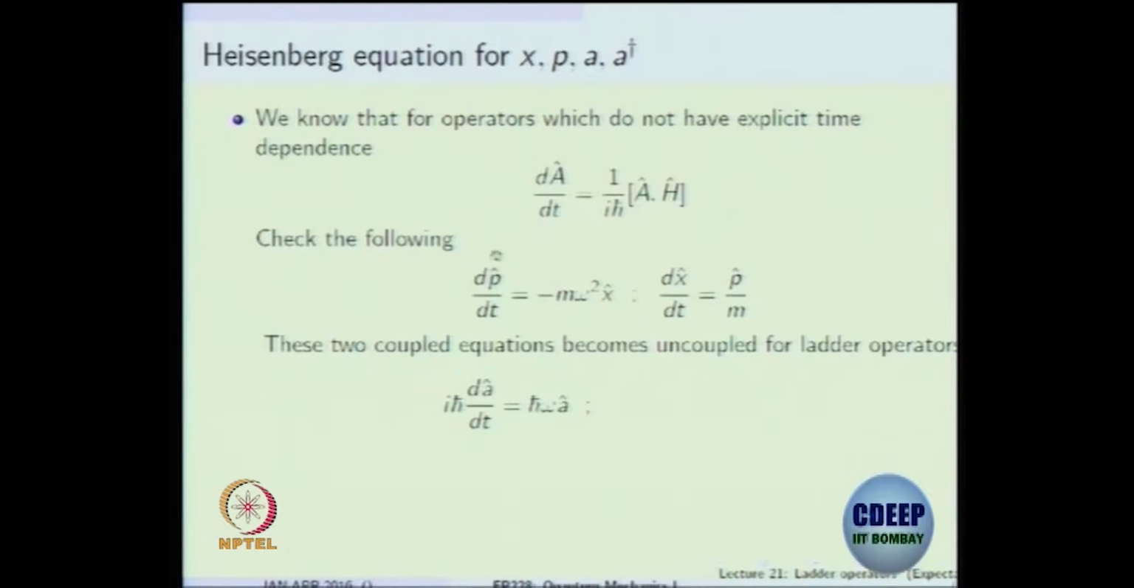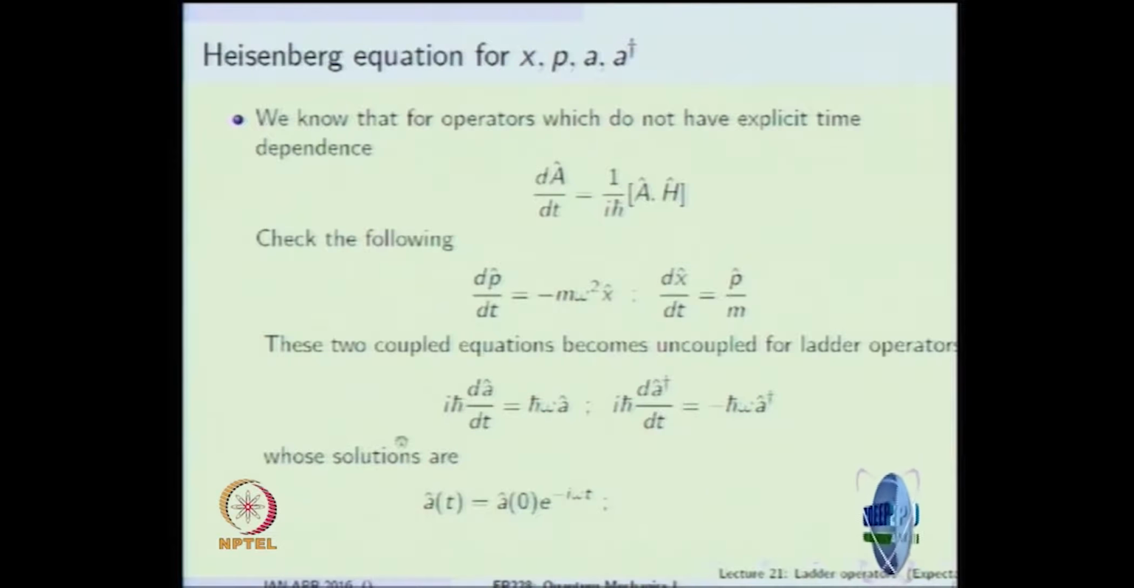But you see that this is two coupled equations. These two are two coupled equations. P related to x, x related to p. But if you write x plus ip and x minus ip, which is your ladder operators, interestingly the equation becomes like a decoupled equation, or uncoupled equation, for both of them. Very nice. Okay. If you get an uncoupled equation, you can actually solve this.